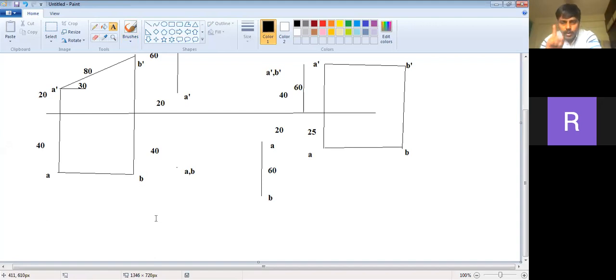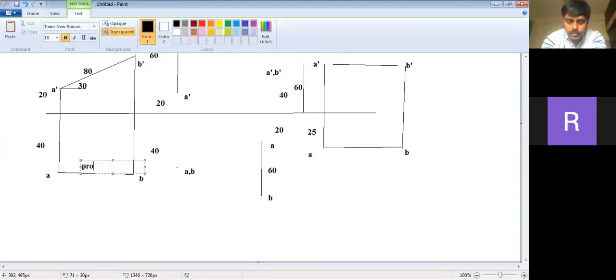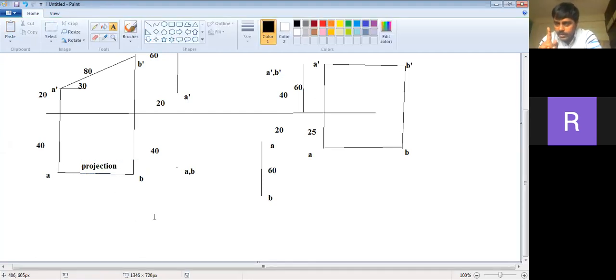Right? So what I call A dash B dash is a line. What I call AB is called projection. A dash B dash is the front view. AB is the top view of a line. Remember this in your mind. A dash B dash is front view, AB is top view. Please remember this particular point. Okay? The same way, please make a note of this. Have you marked it?